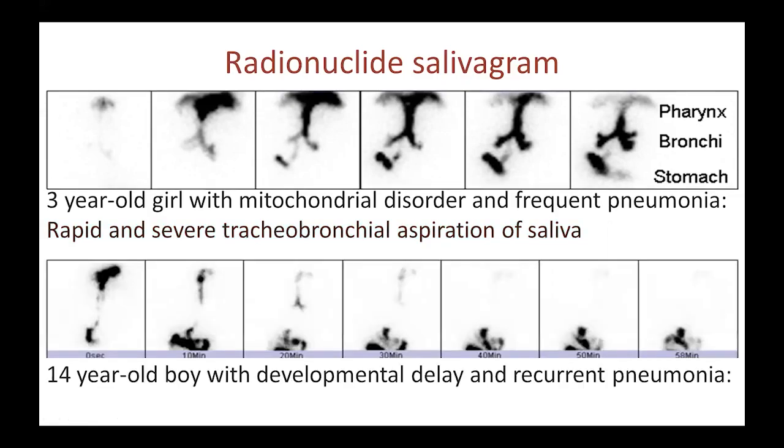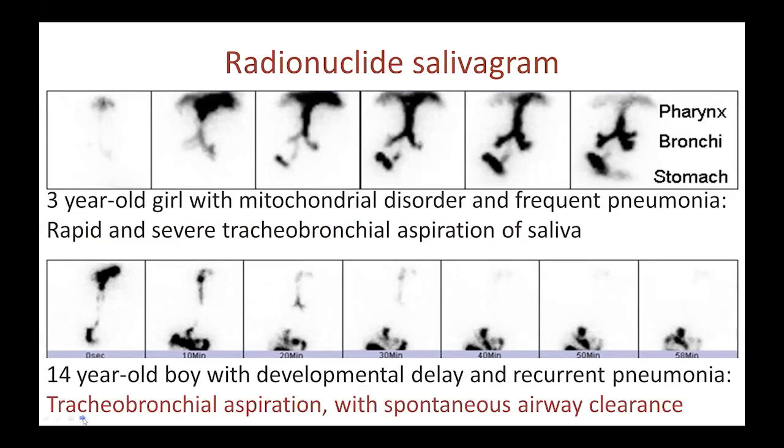Now, here's another case. This is a 14-year-old boy with developmental delay and recurrent pneumonia. Again, tracer was administered by mouth. During the early part of the study, we see appropriate esophageal transit to the stomach, but by 20 minutes, there's accumulation of tracer in the trachea and bronchi. However, in another 20 minutes, we see that this has been cleared, telling us that ciliary clearance of the airways is intact, which is a good prognostic indicator in a patient with aspiration.